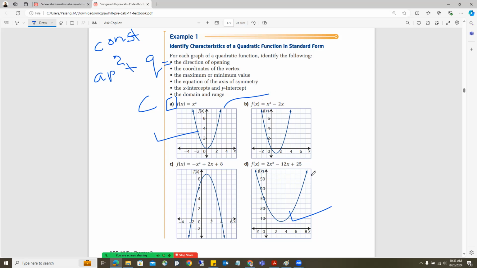What about graph D, the fourth one? How do you find the vertex? So the vertex is this point. How do you find it? You can read that value. So the x coordinate will be 3. Okay. And what about the y coordinate?